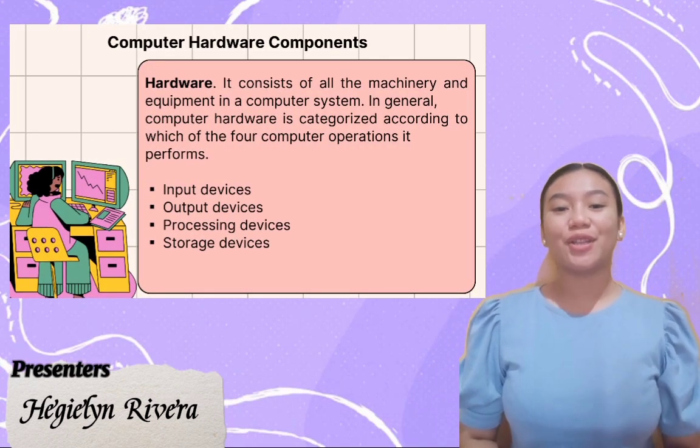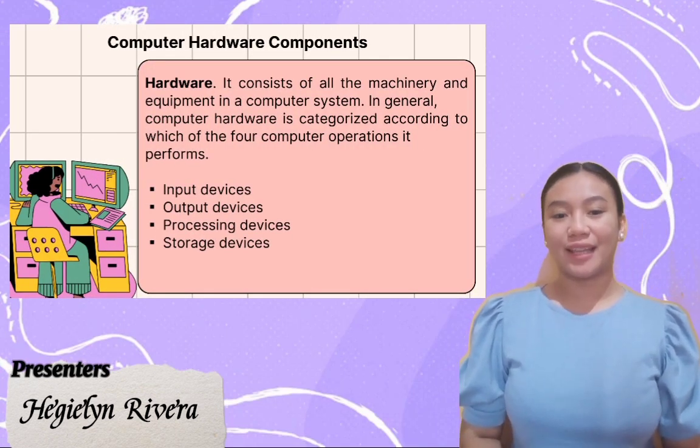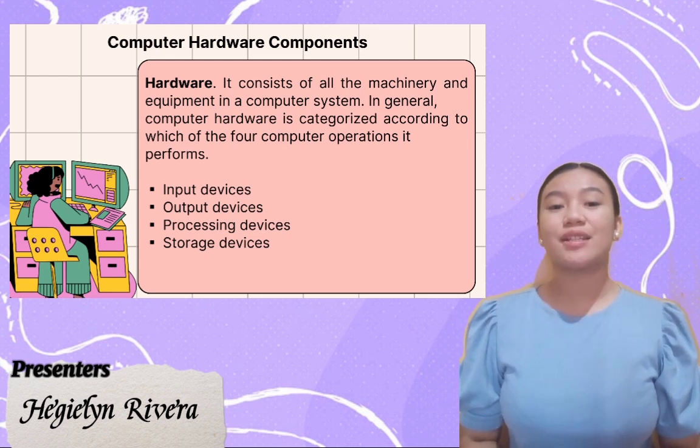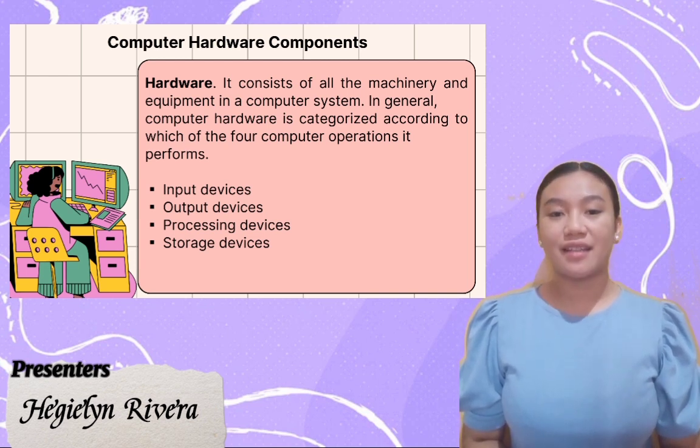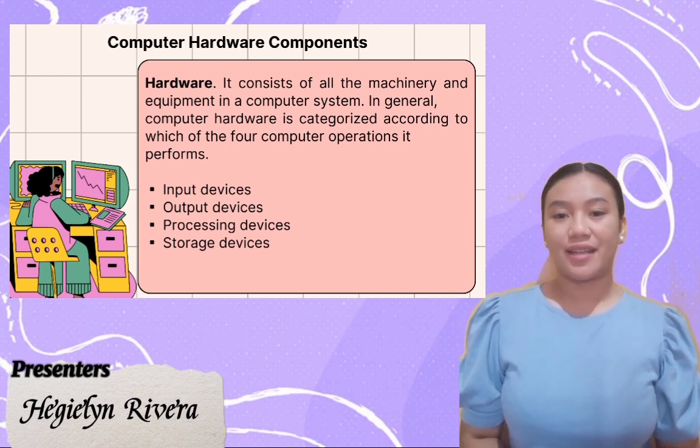So, moving on to the computer hardware component. Hardware consists of all the machinery and equipment in a computer system. In general, computer hardware is categorized according to which of the four computer operations it performs. So, we have input devices, output devices, processing devices, and storage devices.